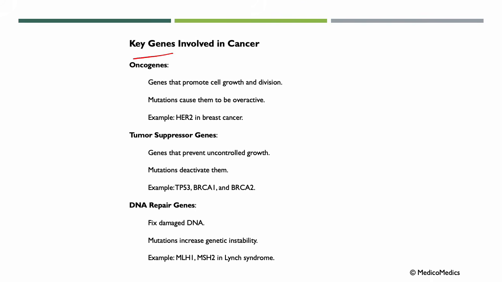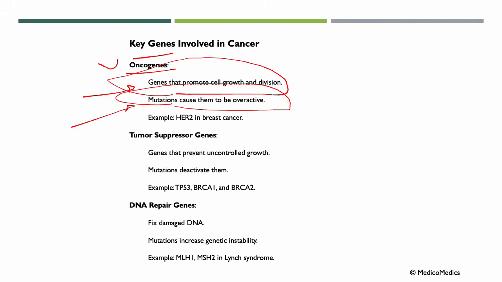Some key genes involved in cancer. So we have something called oncogenes. These genes are called oncogenes because they promote cell growth and division. Mutations in these cause them to be overactive. For example, HER2 in breast cancer. We have tumor suppressor genes. These are genes that prevent uncontrolled growth. And mutations can deactivate these tumor suppressor genes. Examples of these suppressor genes are TP53, BRCA1, BRCA2, etc.